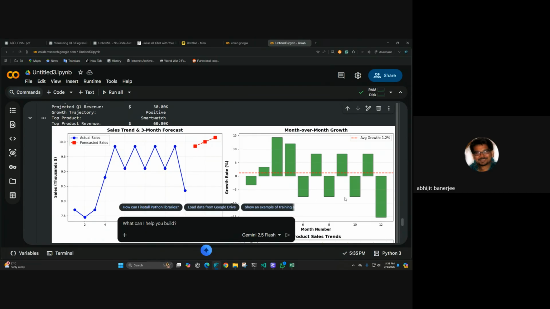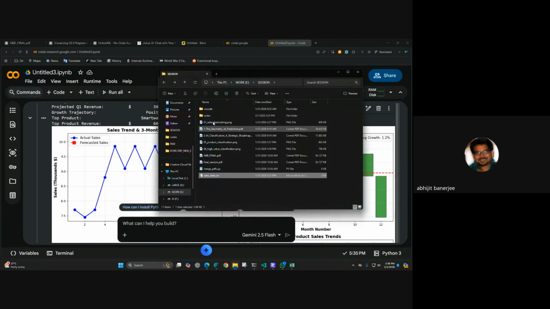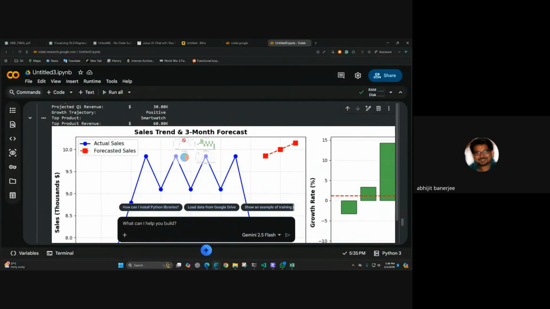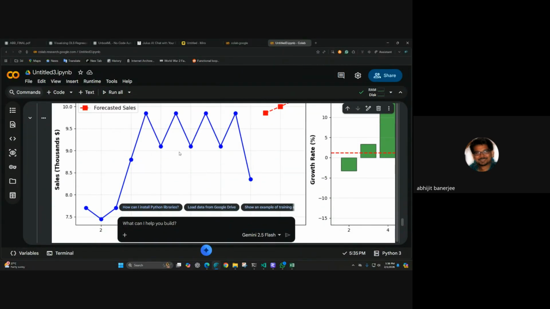These are the trends. I'll be showing it through here only. I guess I can. Is it visible? Yes, it is visible. Yeah.